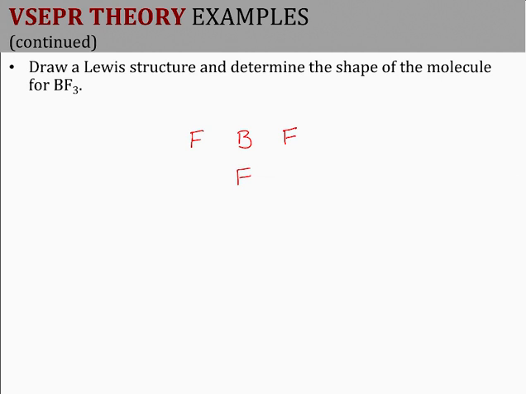And now let's figure out how many total valence electrons we have. So boron, if you look at a periodic table, is in group 3A. So that means it has 3 valence electrons. And then fluorine is in group 7A, so it has 7 valence electrons, and there are 3 fluorines. So we'll multiply 3 by 7. All right, so 3 times 7 is 21, and then we add 3, so that gives us 24 valence electrons for this molecule.